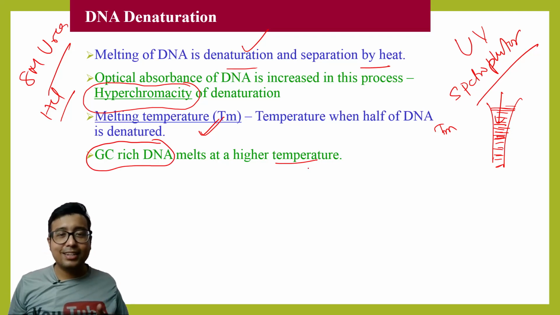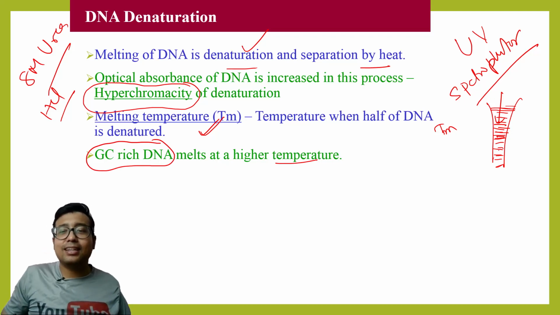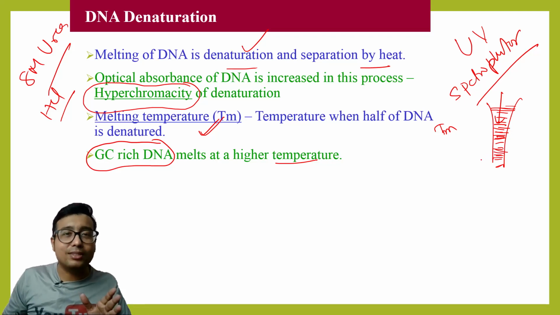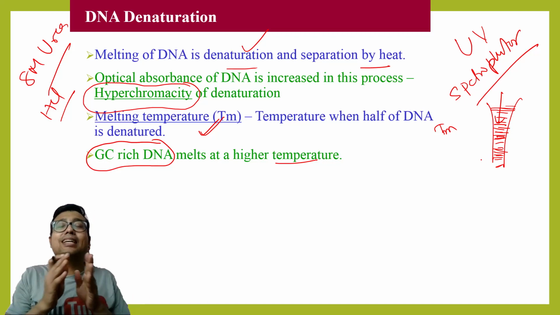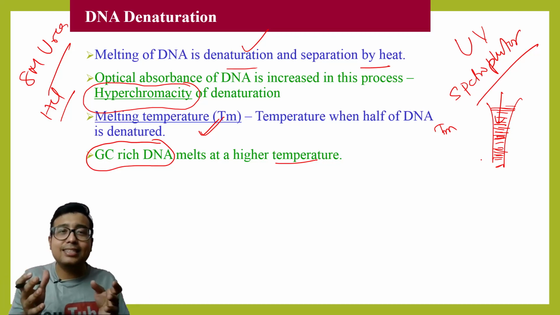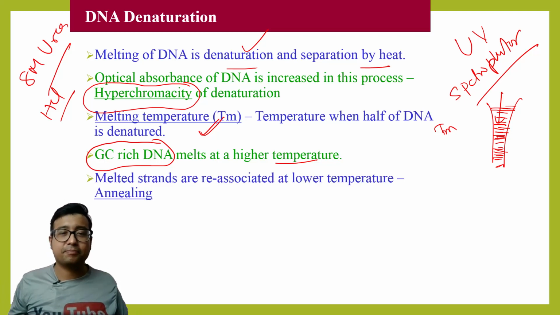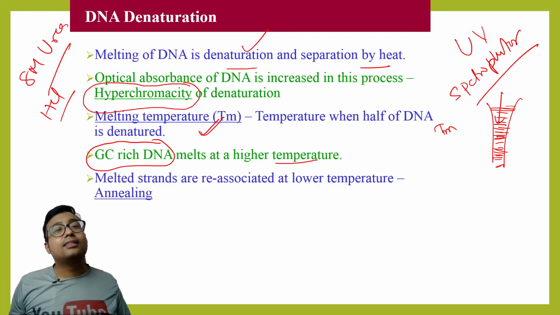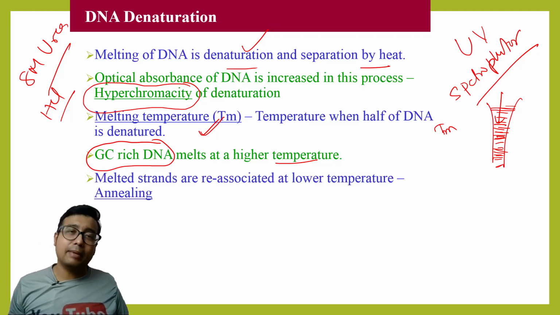Fine, clear? Because a GC rich DNA will need energy to break apart 3 bonds. GC rich means there are multiple triple bonds. AT rich DNA means multiple double bonds. Those are easy to break compared to triple bonds. So, the reverse of melting.